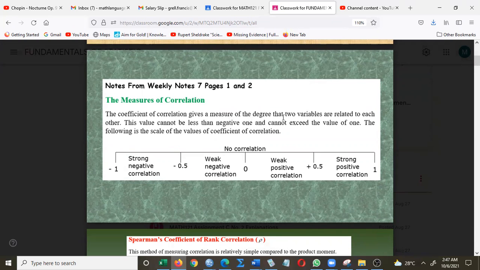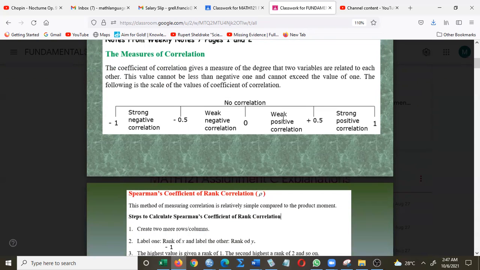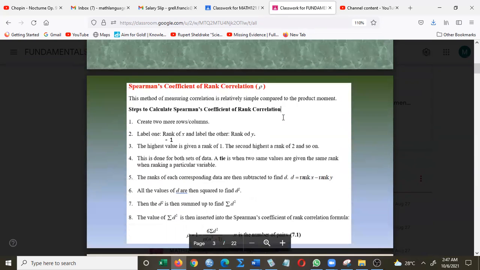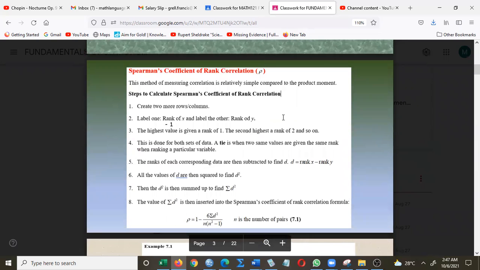So any calculation you make for correlation must be within those parameters, -1 and 1 included. -1 will be perfect negative and +1 will be perfect positive. You have strong and weak, negative, positive, and no correlation. So now how do we perform a Spearman's coefficient of rank correlation? This method of measuring correlation is relatively simple compared to Pearson's product moment.